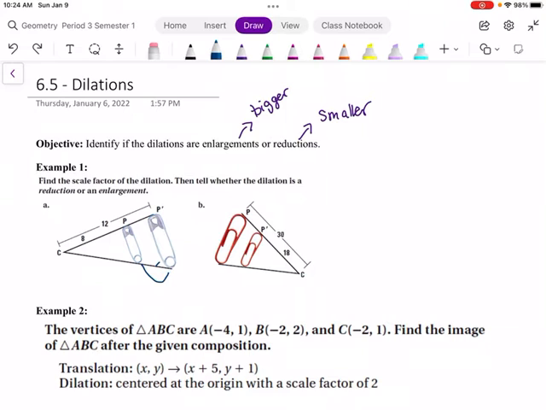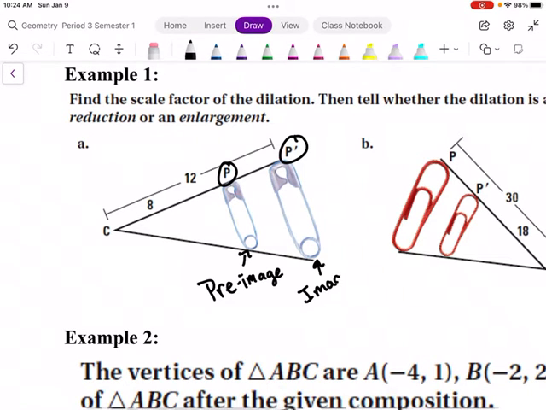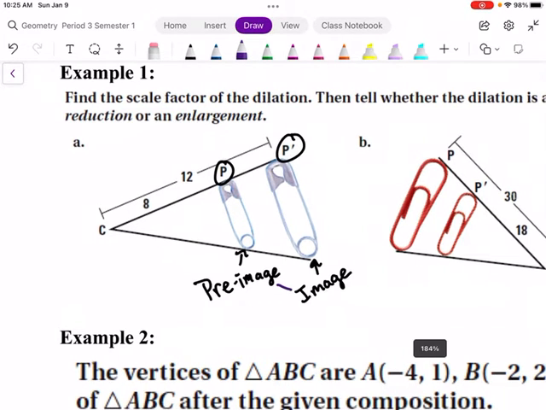So on this image, or this picture that we have below, we are going to be identifying if it's a reduction or an enlargement, and we're going to find the scale factor. So this first one, we're going to go ahead and label everything. This P is going to be our pre-image because it doesn't have any of those prime marks. And P prime is going to be our image. And remember, we go from the pre-image to the image.